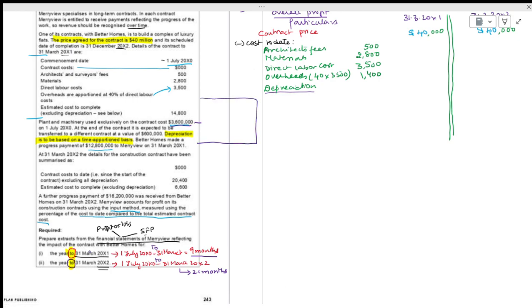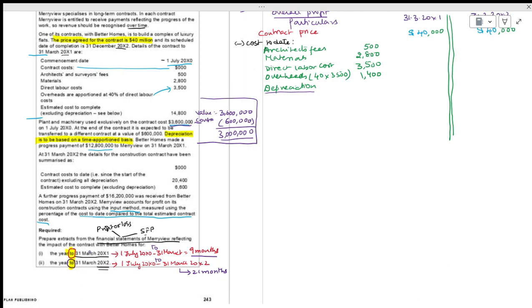What is the value? The value is 3.6. Now they have transferred to another contract. Remaining. How much have they transferred? 600,000. Means the value to this contract will be how much? 3 million. Is it right? Yes. Are you understanding my point?